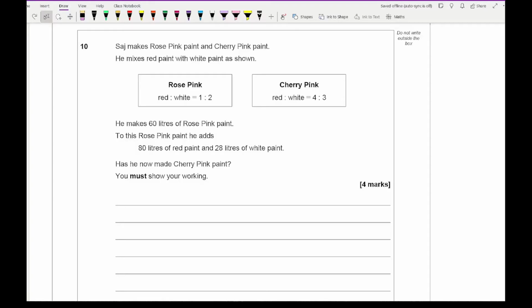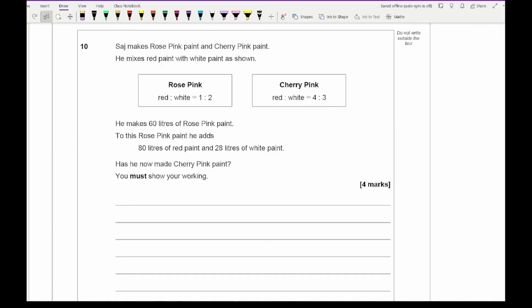So moving on to question 10, it says that Saj makes rose pink paint and cherry pink paint. He mixes red paint with white paint as shown, and we've got a ratio. So rose pink is red to white in the ratio of 1:2, and cherry pink is red to white 4:3. He makes 60 litres of rose pink paint. To this rose pink paint, he adds 80 litres of red paint and 20 litres of white paint. Has he now made cherry pink paint? And we must show our working out.